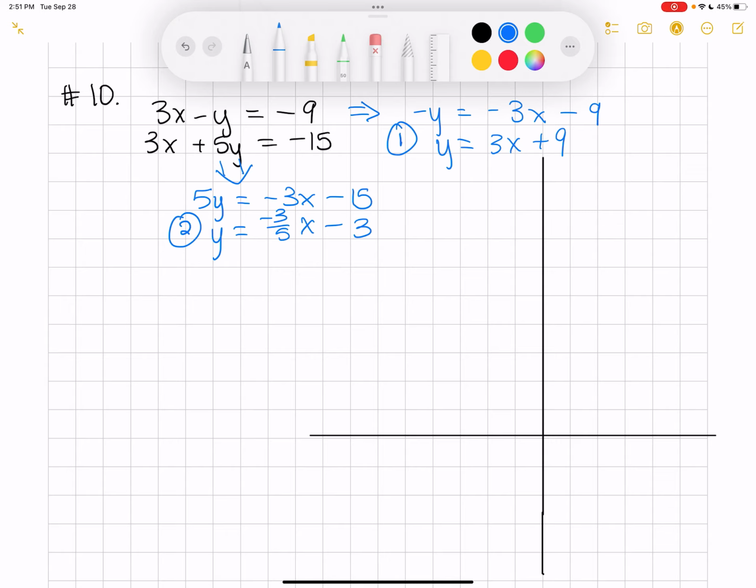Alright, so graphing equation 1, where do we start? For equation 1, negative 9. Oh wait, positive 9. And what's the slope? 3. So instead of going up and over, I'm gonna just go down and back. So 1, 2, 3, and back 1. I thought you could do that. Well, you can. Good job.